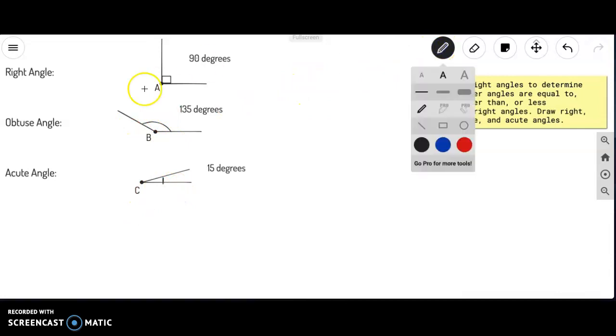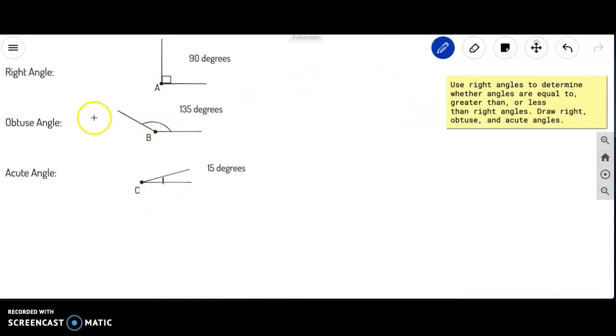So I'm going to type these notes in here for you just underneath it. A right angle is always exactly 90 degrees. An obtuse angle is greater than 90 degrees, and an acute angle is less than 90 degrees.